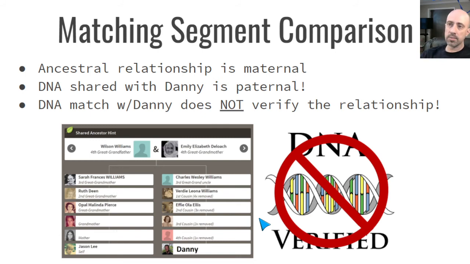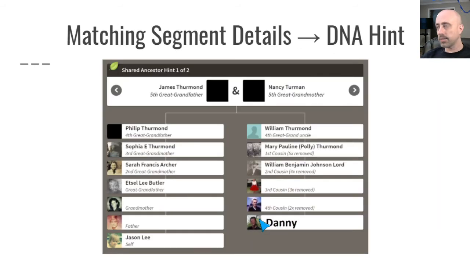Now, that doesn't mean that Danny and I aren't related through Wilson Williams and Emily Elizabeth Deloach. It just means that this DNA evidence is telling us something else. It's not telling us anything about the maternal relationship. It's telling us about another relationship. And in fact, after some more research, we were able to find the paternal relationship from which this DNA actually came. And the paternal relationship goes back to James Thurmond and Nancy Thurmond. Danny and I are both descendants of this couple.